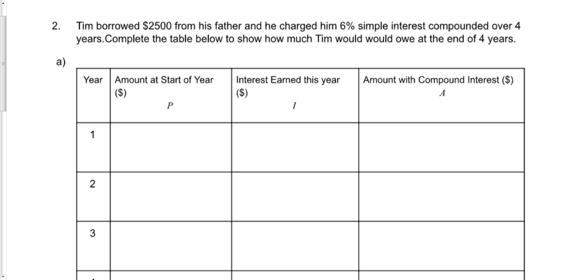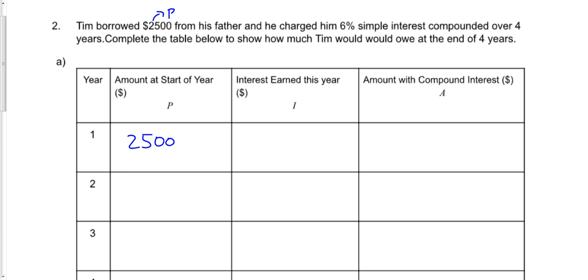So next what we're going to do is use simple interest to figure out compound interest, actually. In this case, Tim borrows $2,500 from his dad, and his dad charges him 6% simple interest that he compounds over 4 years. Complete the table to show how much Tim is going to owe at the end of the 4 years. So we know that the starting principal is going to be $2,500.